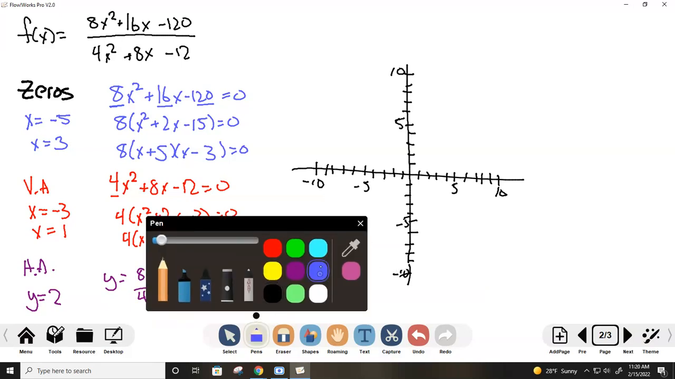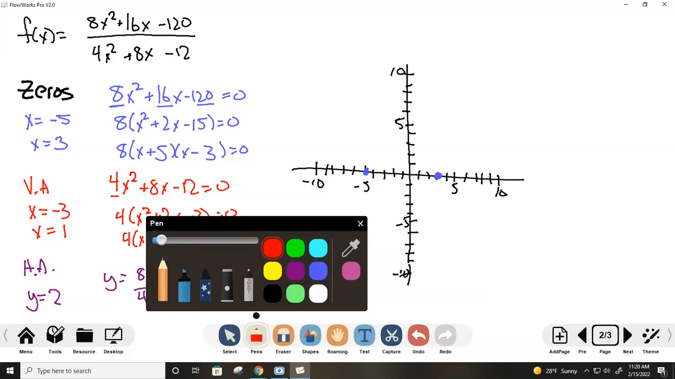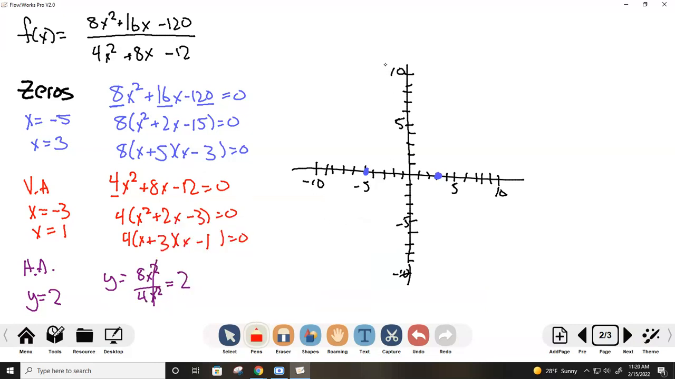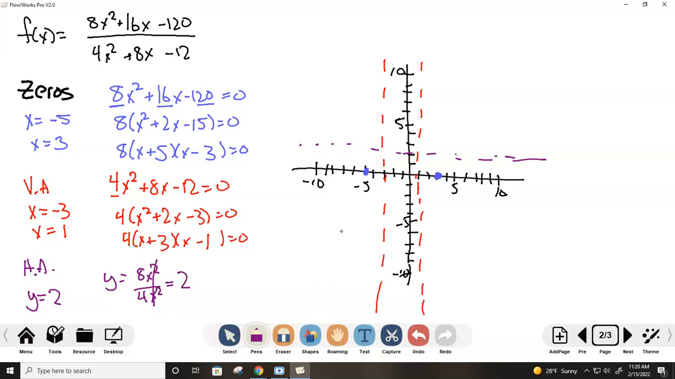So I have zeros at x equals negative 5 and x equals 3. I have a vertical asymptote at x equals negative 3 and another one at x equals 1. I have a horizontal asymptote at y equals 2. Okay, that's a lovely horizontal line. So to finish this up, I need to know what's going on at the ends.